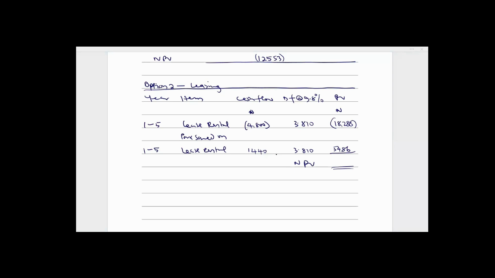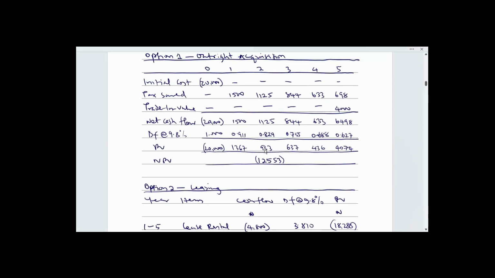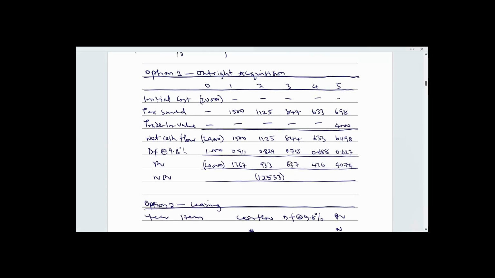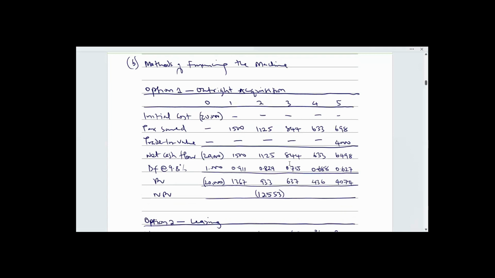12,802. It's negative. Now, something is strange. Let's go back to this outright acquisition. Let's check the present value, especially in the first year. Let's check the accuracy of those numbers.